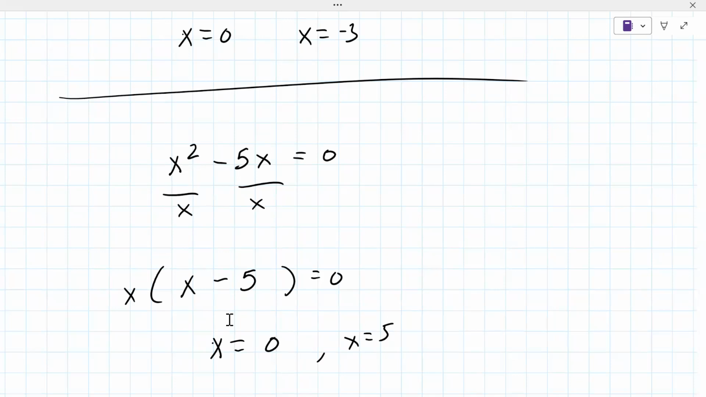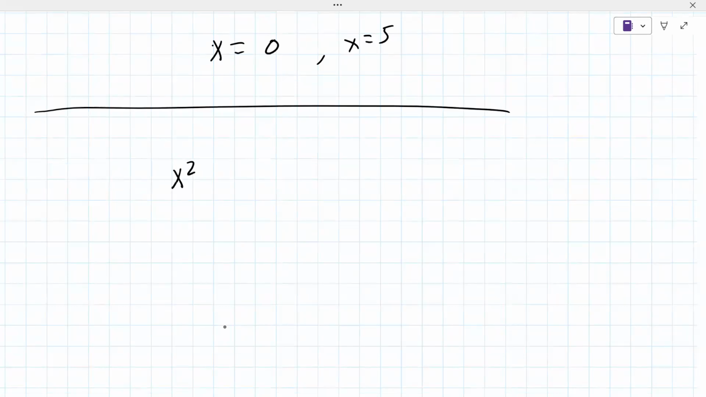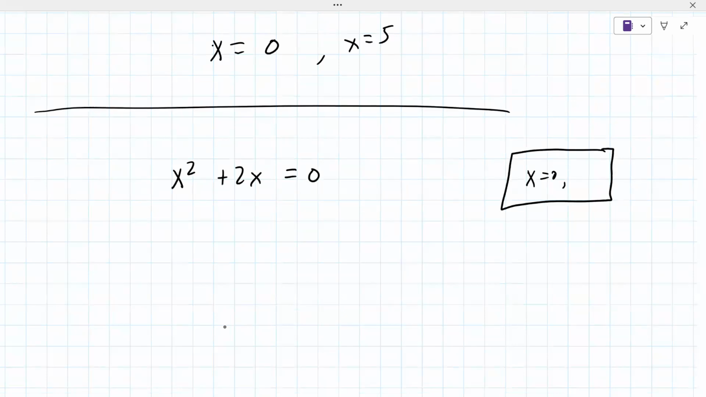All right, so you're picking it up here. Let me give you a problem to do from start to finish here. Let's say it's x squared plus 2x equals 0. Give me the two solutions here to this problem. x equals 0 and x equals -2. Very good.